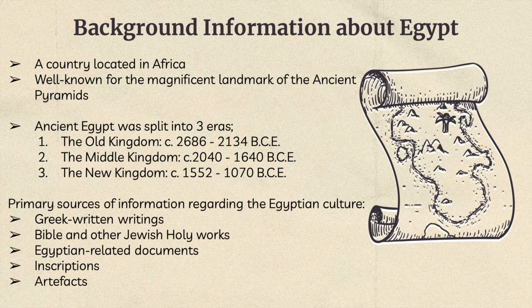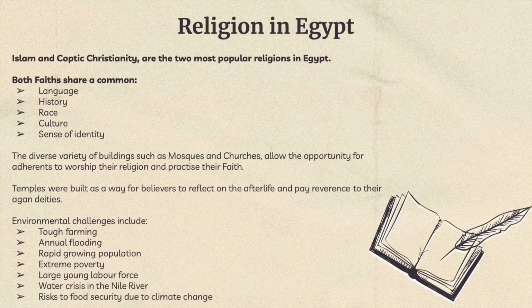Ancient Egypt, a country in Africa, is well known for its magnificent landmark, the ancient pyramids, which have one-of-a-kind works of handmade art carved into the limestone. Historians split ancient Egypt into 3 primary eras: the Old Kingdom, the Middle Kingdom, and the New Kingdom. There are primary sources of information regarding the features of Egyptian culture, which are Greek written writings, the Bible and Jewish holy works, and significant Egyptian-related documents, inscriptions, and artifacts.